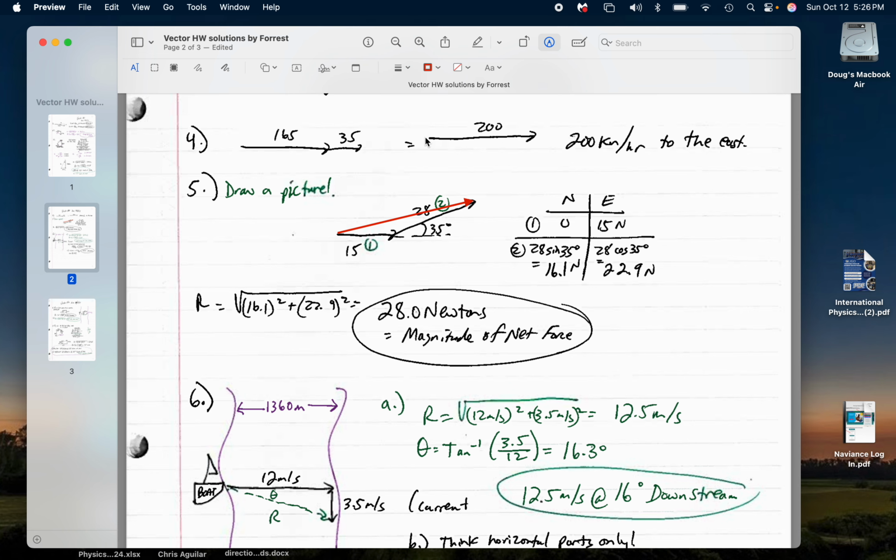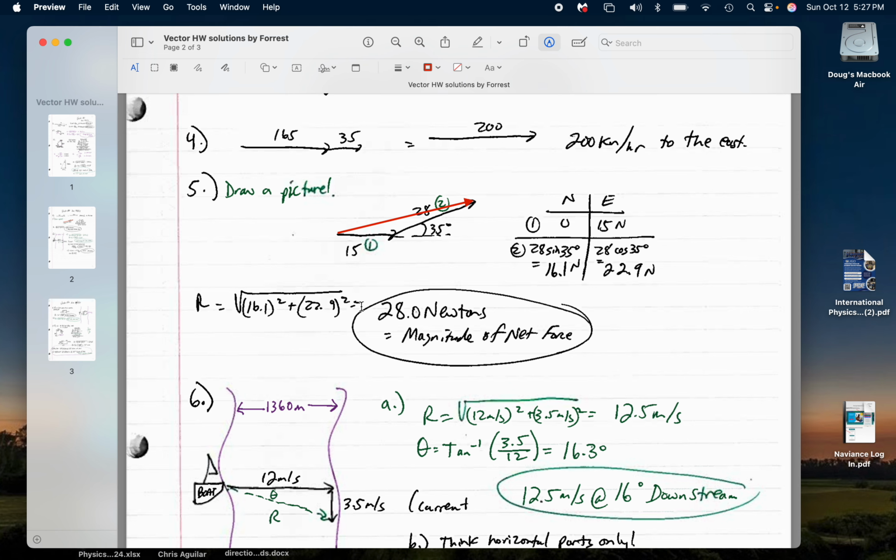So in this particular case, I just happened to draw one of these on the axis, which makes my life easier. I prefer to avoid trig if I can. So for the first one, I've got 0 north, 15 east. The second one, I've got 28 times sine of 35 north. So that's 16.1 newtons. 28 times the cosine of 35 degrees east. That's 22.9 newtons. All I'm asking for here is the magnitude.